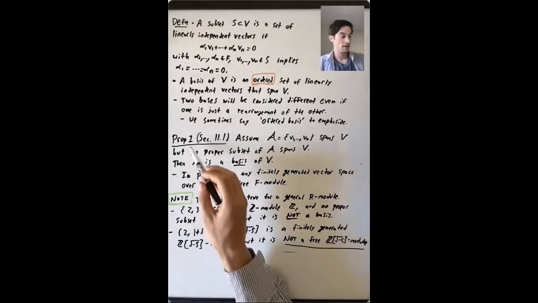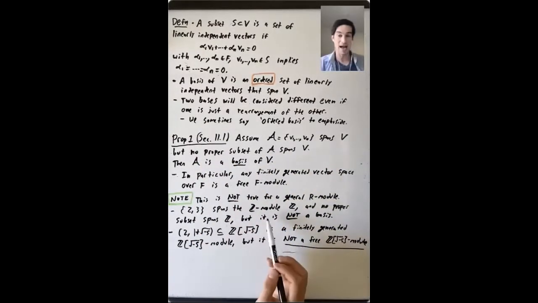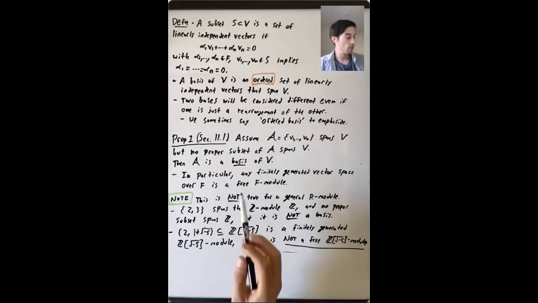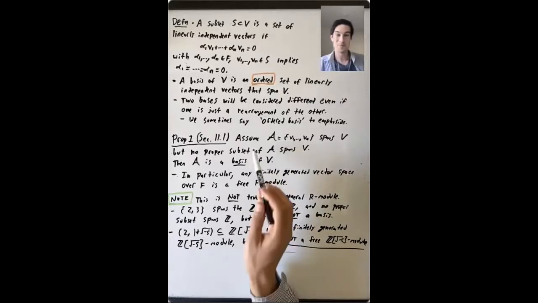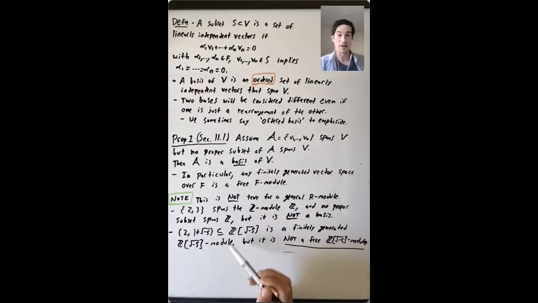So this proposition that we're about to prove is really showing how, for a vector space over a field F, we have certain nice properties that are just not true for a general R module, where the situation can be more complicated. All right, so I'll pause and erase, and then we'll prove this proposition.